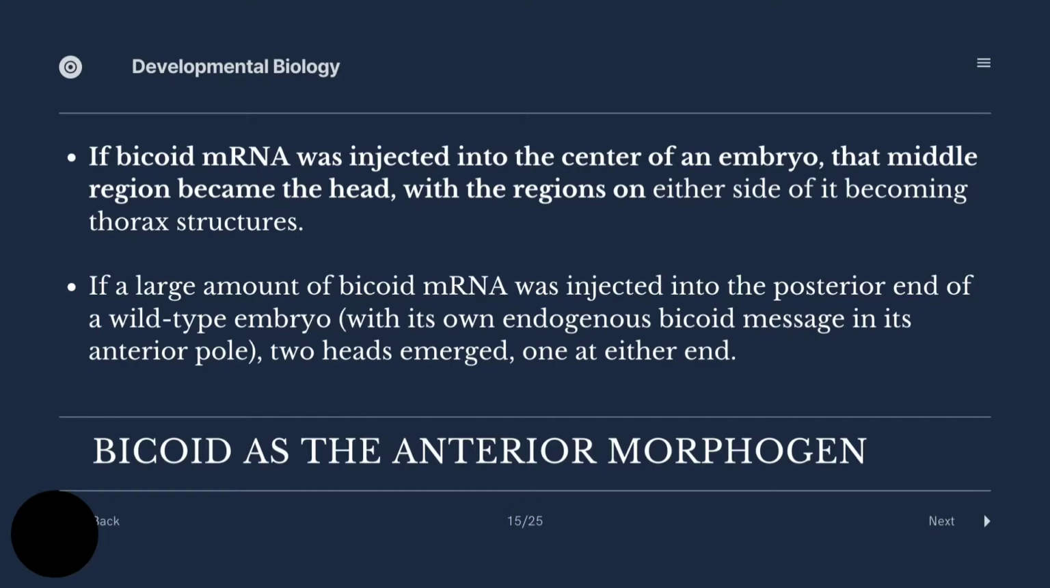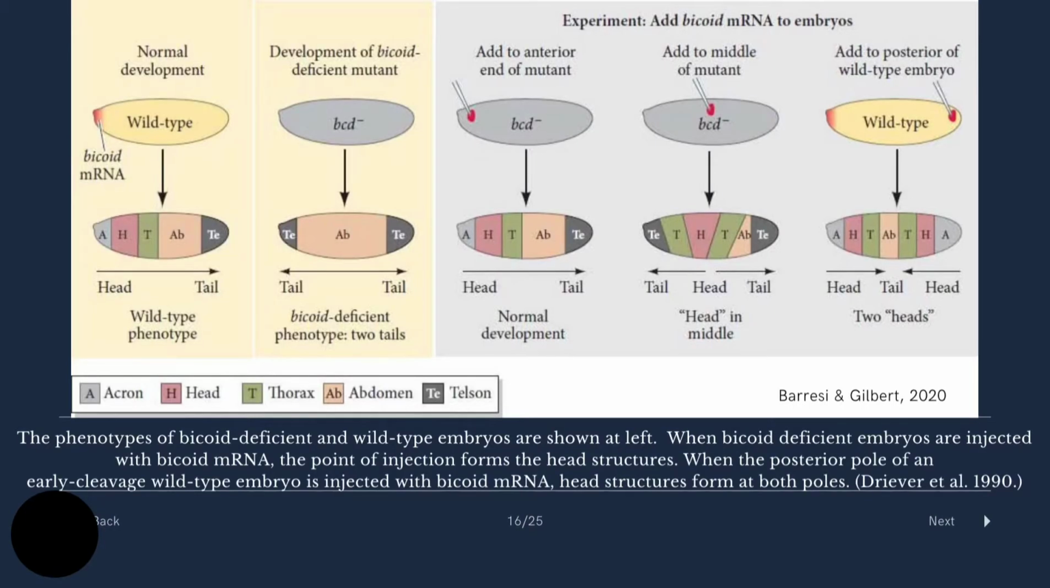If a large amount of bicoid mRNA was injected into the posterior end of a wild type embryo, it resulted in the formation of two heads, one at either end. And this is the diagrammatic representation of all these experiments.